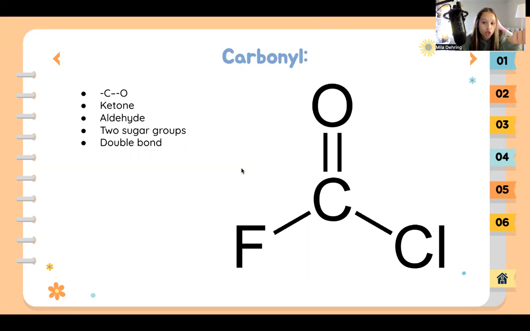Next up, we have carbonyl, which is a carbon that's going to be attached to a carbon and then double bonded to an oxygen.